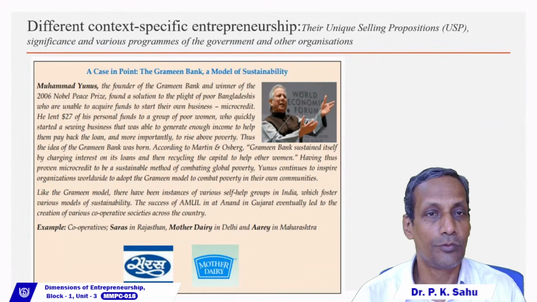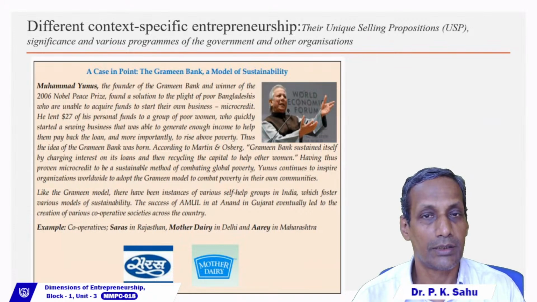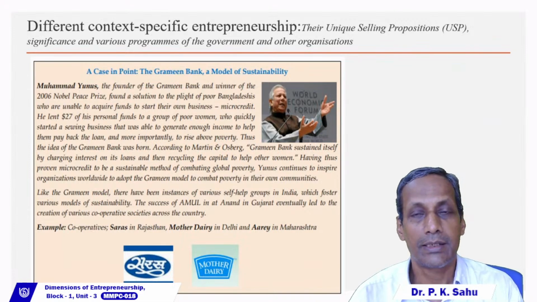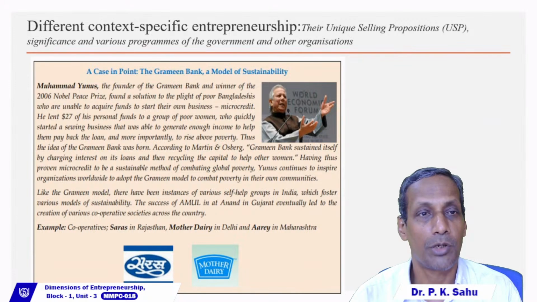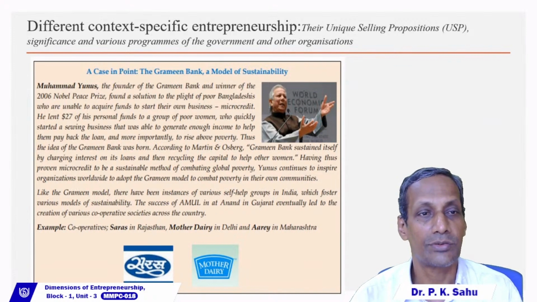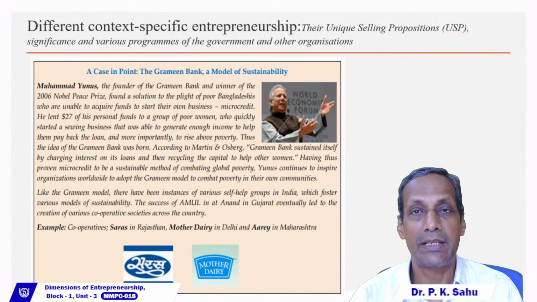Before taking you further through the discussion, let me give you the case in point here today: the Grameen Bank, a model of sustainability. All of you would have heard about Mohammad Yunus, the Nobel laureate. He is the founder of Grameen Bank and he won the Nobel Prize in 2006. He found a solution to the plight of poor Bangladeshis who are unable to acquire funds to start their own business. Microcredit.